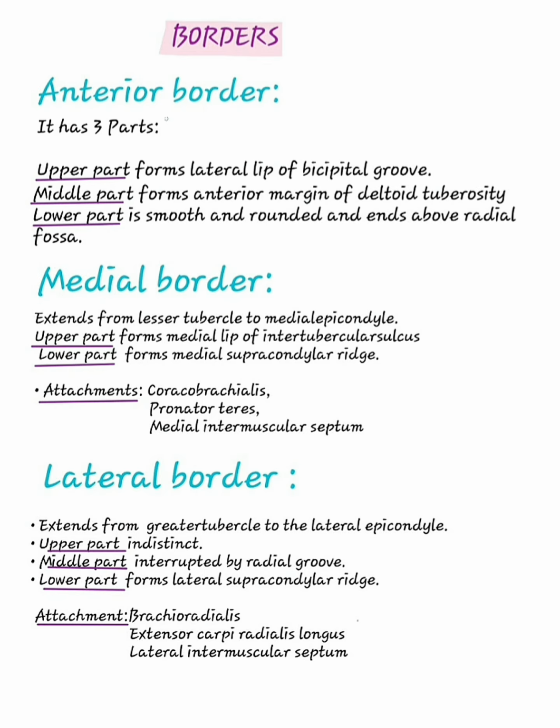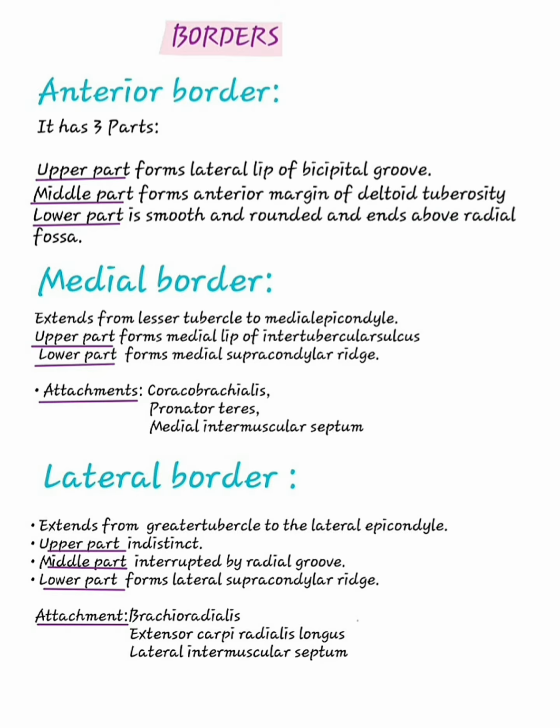For anterior border: upper part, middle part, lower part. Upper part forms lateral lip of bicipital groove. Middle part forms anterior margin of deltoid tuberosity. Lower part is smooth and rounded. It ends above the radial fossa.